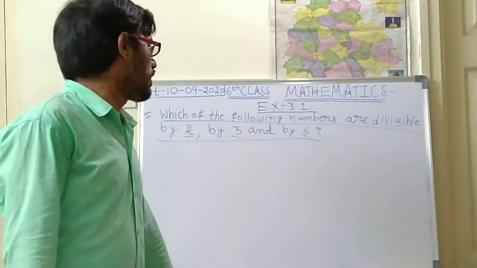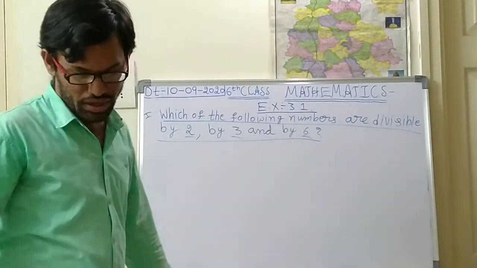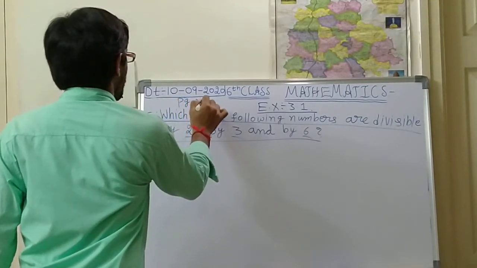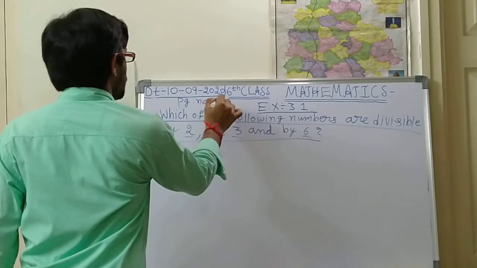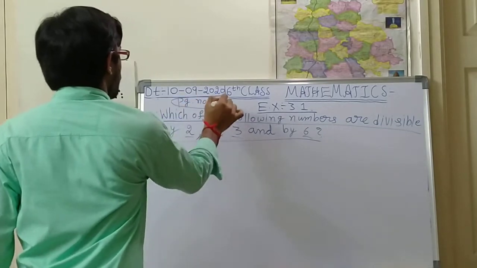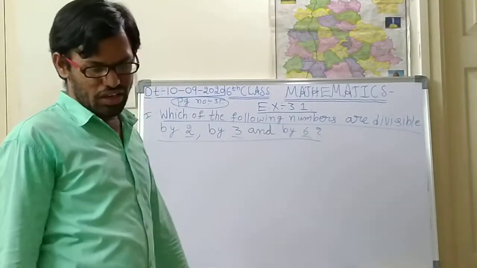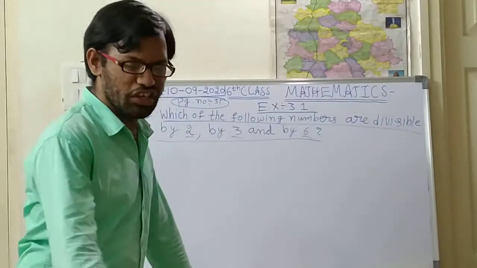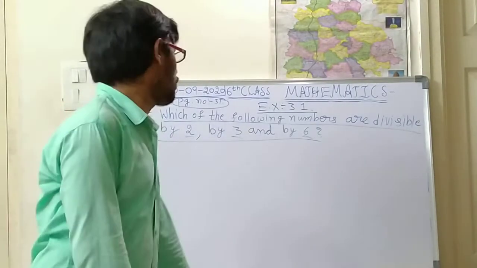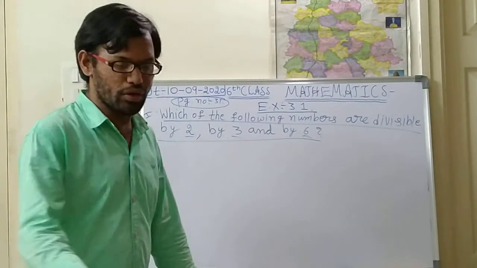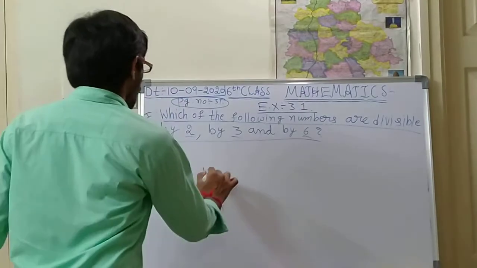This exercise is given on page number 31. If you have the textbook, open page number 31 and you will see the exercise part. Not only textbook questions, you can change the questions also. You can change any question, like examples. Suppose a question is given like 128.